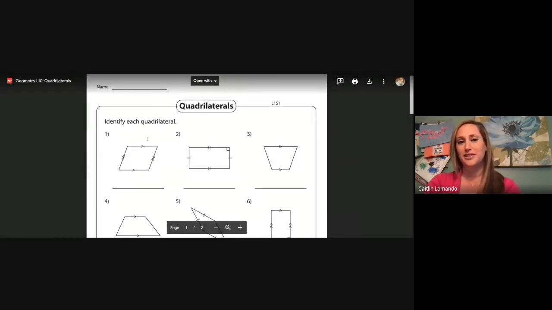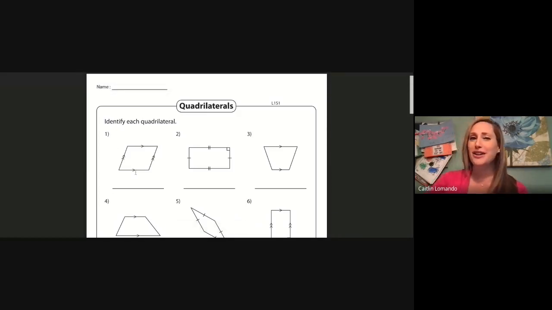So here we have 2 sets of parallel lines. That's a big hint. Do you remember what we call this quadrilateral? Let's pause and discuss. This is a parallelogram. Nice job if you remembered that.